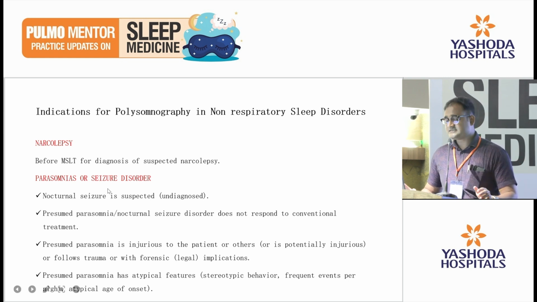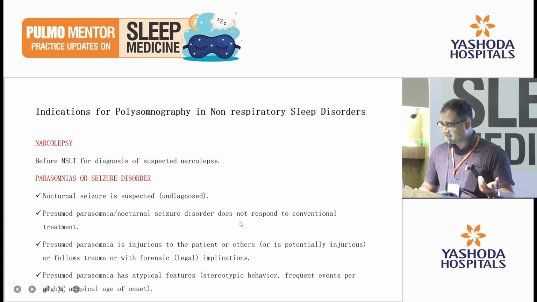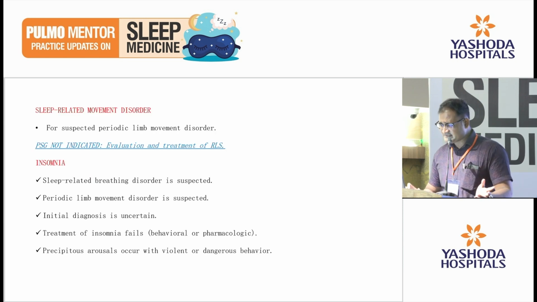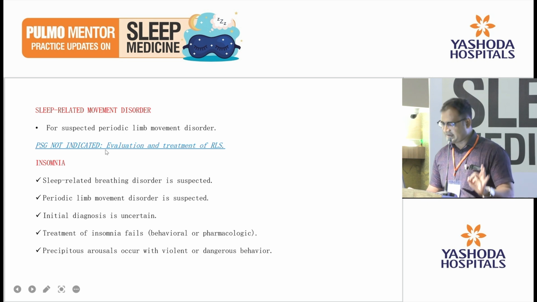Then parasomnia and seizure disorder, when should you go for polysomnography? When nocturnal seizure is suspected, presumed parasomnia or nocturnal seizure disorder doesn't respond to the conventional treatment, presumed parasomnia which is injurious to the patient or others, and presumed parasomnia which has atypical features. In these conditions, you have to go for your polysomnography in non-respiratory diseases. PLMS, sleep-related movement disorders, you have to go for polysomnography. But mind it, there is no indication of polysomnography in RLS, that is restless leg syndrome. It's a clinical diagnosis only. So there is no indication of polysomnography in RLS.